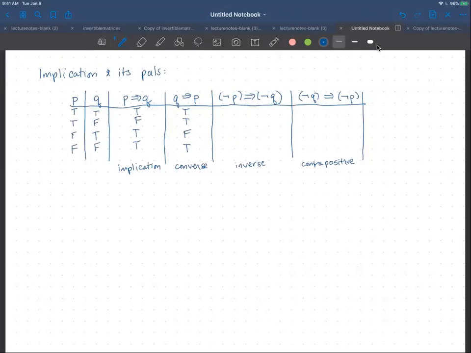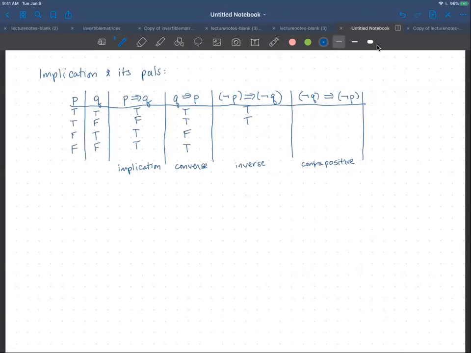Okay, now we're going to do this hard part. We're going to do not P implies not Q, and we know that the implication is true whenever the premise is false. So when P is true, not P is false, which makes my implication true. My implication is also true when my premise is false but my conclusion is true. So that would be the last row here.